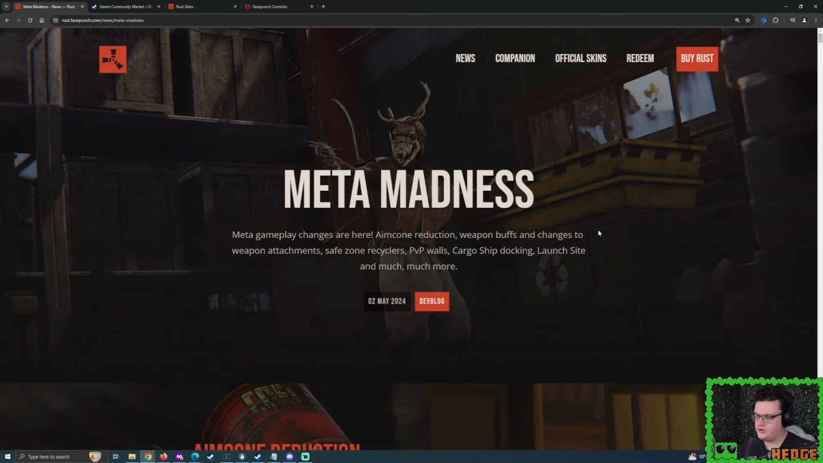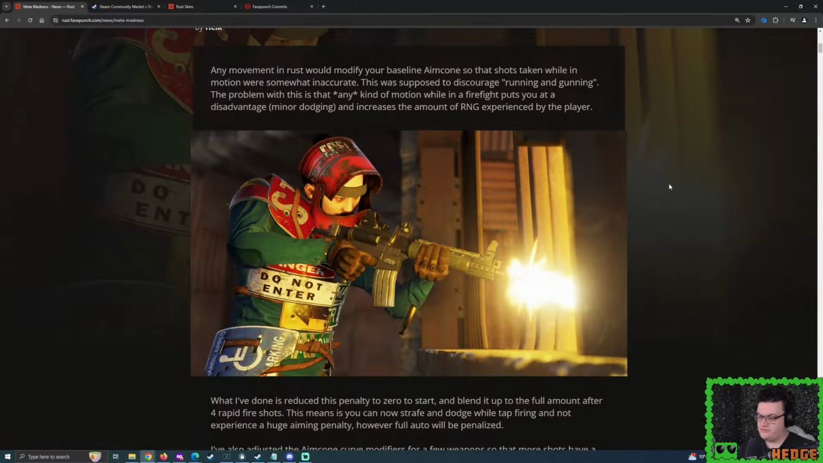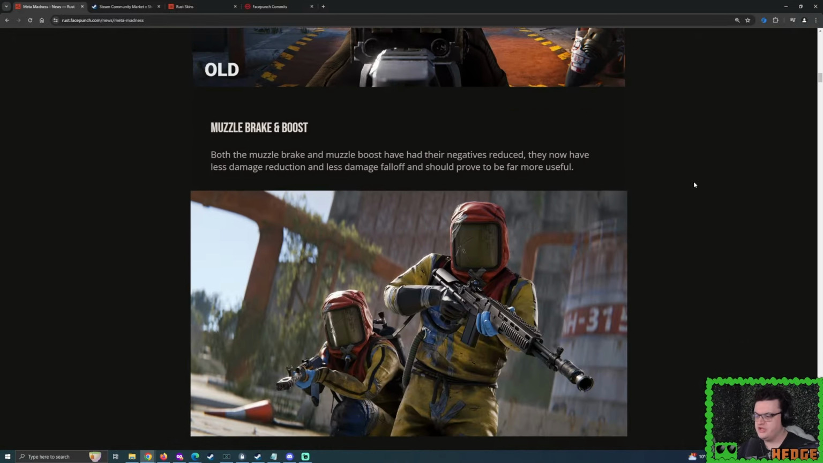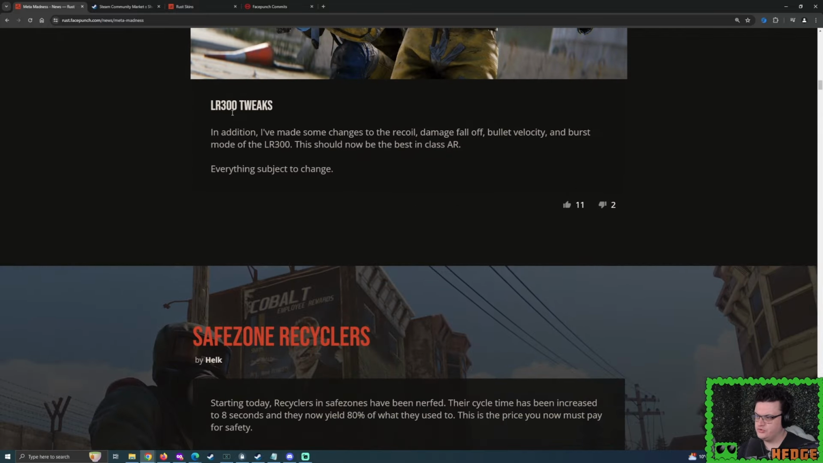Let's just scroll down. So with every 4th Swipe, we have the blog post. It goes into detail what they've changed. They explain themselves. You get the idea. But down to here, we have some choice words that I want to read out. The LR300 tweaks. In addition, I've made some changes to the recoil, damage falloff, bullet velocity, and burst mode of the LR300. This should now be the best-in-class assault rifle. Interesting. And don't forget, everything is subject to change. So we'll talk more about that a little bit later, but more specifically, LR300s.